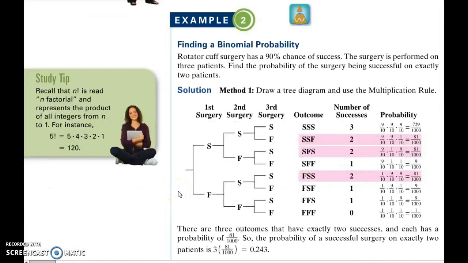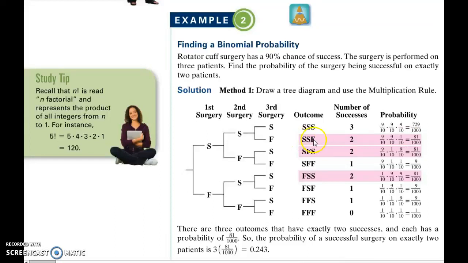And I mentioned how this is all based on the multiplication rule of probability. When you're trying to find the probability of multiple events in order, like success, success, failure for 2 out of 3 patients, you just multiply the probabilities of each step together. So success is 90% times success 90% times failure 10%. So multiply those together and you get your answer.